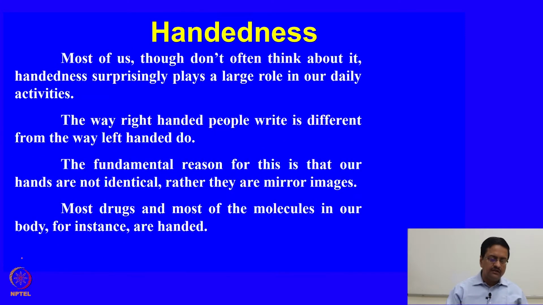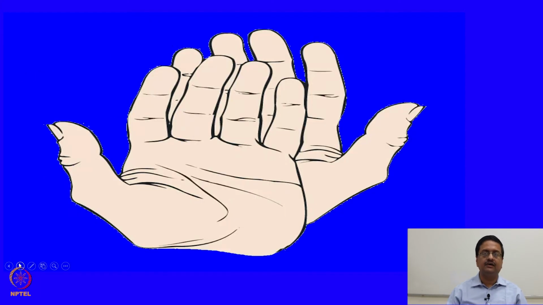When we try to see this handedness, we see that the way right-handed people write and the way left-handed people write would be different. For right-handed people, we write like that, and left-handed people would write like this. The fundamental reason for this is that our hands are not identical. Rather, they are mirror images of one another. So most drugs and most of the molecules in our body are handed. That means they are mirror images of one another.